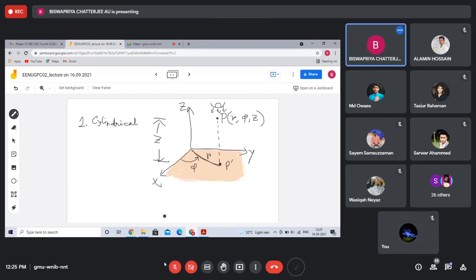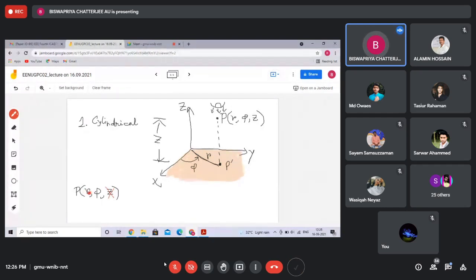If you erase this Z for the time being, let us consider: P is defined by R, phi, Z. This is the definition of the cylindrical system. Now for the time being, think Z is not there. It is only R and phi.